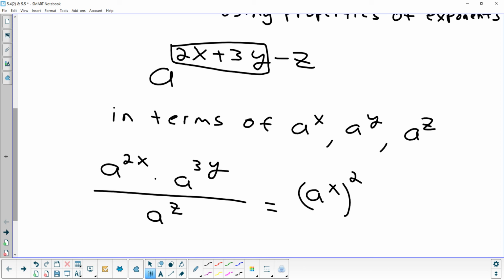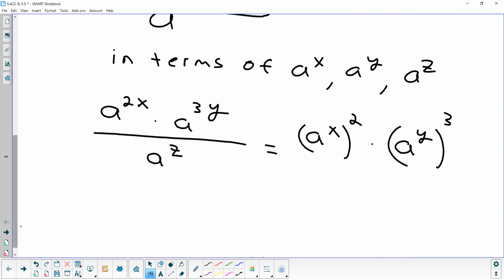We could do the same thing with a to the 3y. So we take a to the y and cube it. Now we've written that in terms of a to the y. And the bottom is already written in terms of a to the z. All right, so just an example that kind of summarizes all those different rules of exponents. But any questions about rewriting that in terms of a to the x, a to the y, and a to the z?